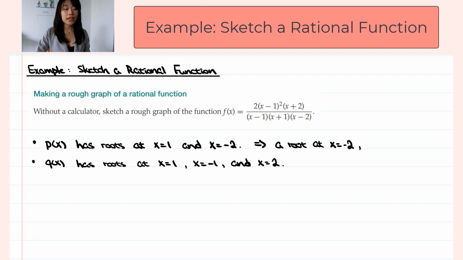P of x also has a root at x equals 1. However, q of x has the same root. Then we have to compare their multiplicity. In p of x, the linear factor x minus 1 has multiplicity 2, but in q of x it is only 1. So the multiplicity in the numerator is greater than in the denominator, which means at x equals 1, it is a hole. Then the other two roots in q of x: since the function is not defined when the denominator equals 0, we have vertical asymptotes at x equals -1 and at x equals 2.